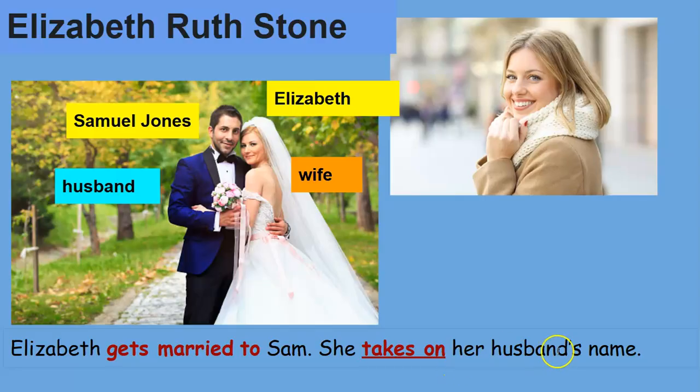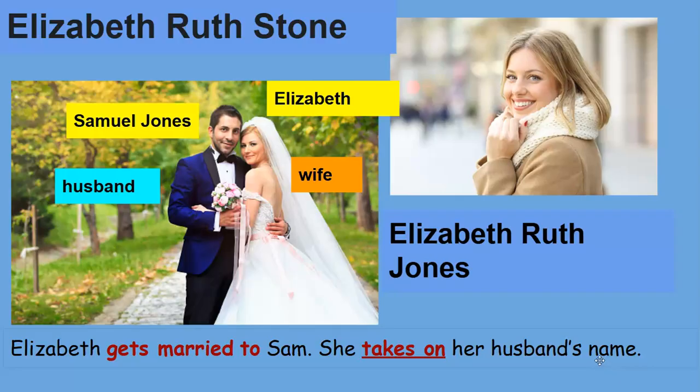She takes on her husband's name. So Elizabeth takes on Samuel's name. Remember, Samuel is Elizabeth's husband. So she takes on her husband's name. So now Elizabeth has a new name. Look, Elizabeth Ruth Jones. Remember, she gets married to Samuel Jones. So Elizabeth becomes Elizabeth Ruth Jones.